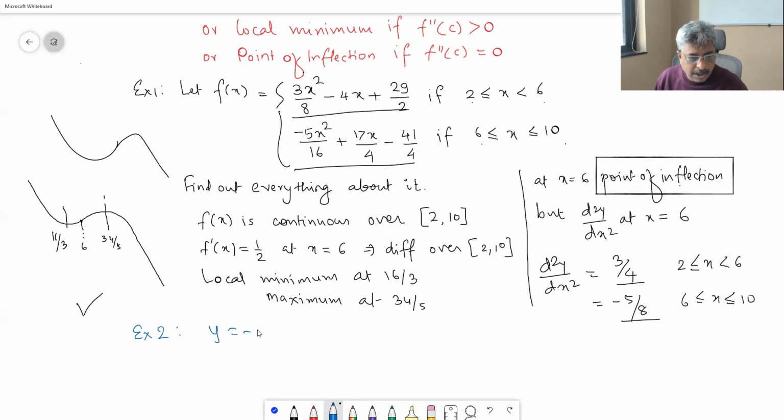Y is equal to minus x cube. Study this. Tell me everything about this. Why is this yet another counter example? I'll give you some time. Okay, y is equal to x cube, minus x cube, is well behaved.